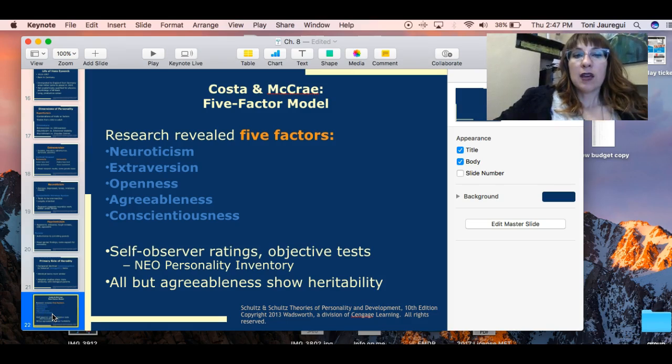So now we look at Costa and McCrae, the five-factor model. Research revealed five factors. Again, some of the things that we talked about: extroversion, openness, agreeableness. Okay, some of those factors. Self-observer ratings, objective tests, the NEO Personality Inventory, and all but agreeableness show heritability.